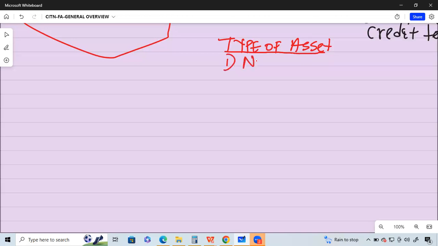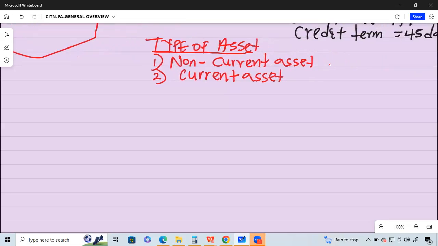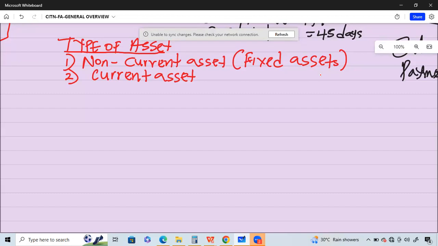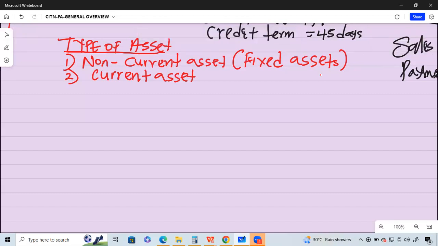One, we have what we call non-current assets. Then the second one, we have current assets. In the olden days, some of us may have some background knowledge of accounting, this non-current asset we used to call fixed assets. So assets can be categorized into these two types: non-current and current.